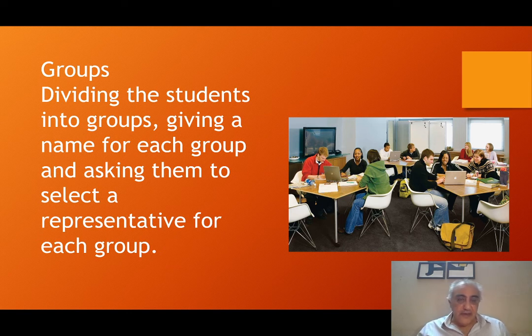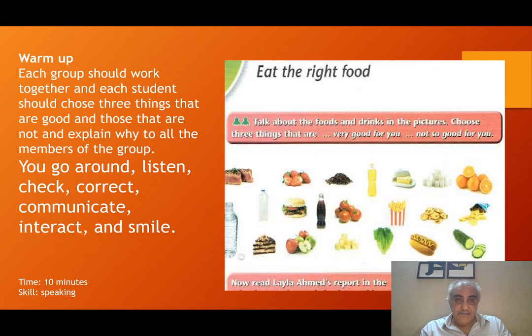So you have to divide the students into groups, giving a name to each group. Of course, here we are talking about teenagers, because we are teaching intermediate school students. It's the same idea, and ask them to select a representative for each group. This is the first thing you have to do, as I told you. Now let's start with the lesson.